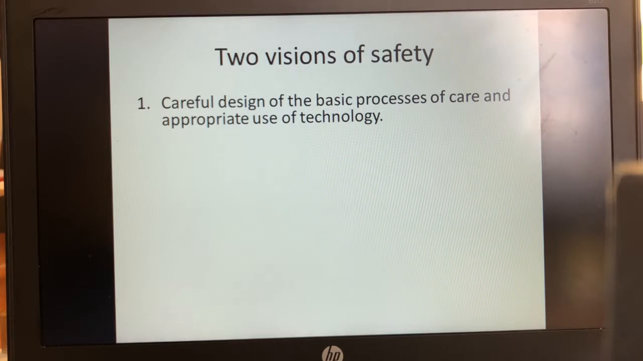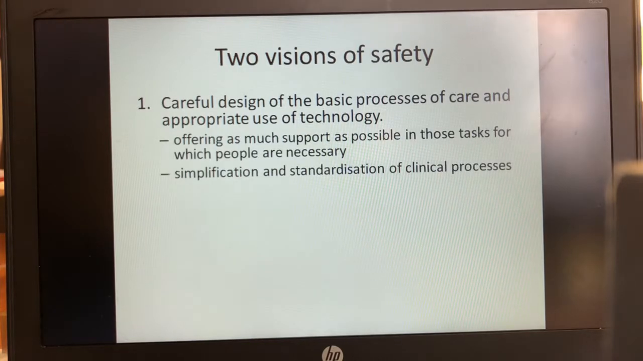And these really reduce the reliance on people by automating or at least offering as much support as possible in those tasks in which people are necessary. And therefore, really, the human contribution to the process of care is reduced to a minimum. And these kinds of approaches are rooted in a basic industrial model in which solutions to errors and defects rest in increasing standardization, sometimes coupled with using technology.